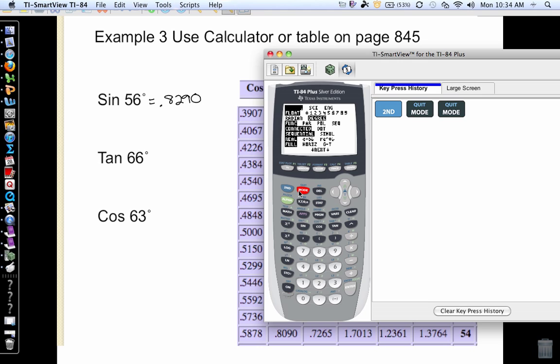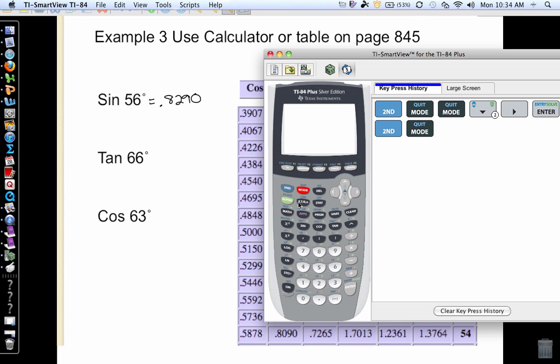don't do the second, just hit mode, and this menu will come up. And you'll notice that the third choice down says radians and degrees. You want to make sure that the degrees is highlighted. So arrow down and then arrow over and just hit enter to make sure that your calculator is in degrees. Other calculators you want to look at should say a little DEG on the screen to make sure you're in degrees. If you are getting the wrong answer when you do some of these, that's probably the reason.